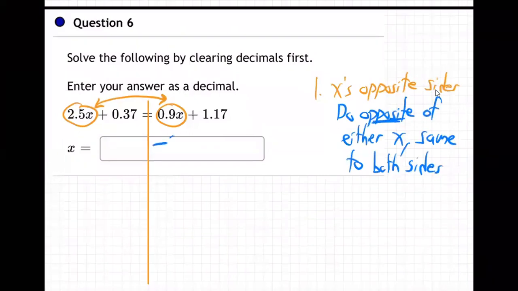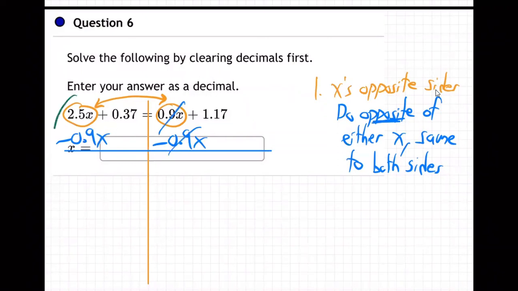So I'll do this one, minus 0.9. That's the opposite of the 0.9, negative 0.9. Whatever you do to one side, got no choice, have to do the same thing to the other. Right? And right here, it cancels out. That's why we do it. That's why we do the opposite, because we want to get rid of one of them. We don't want them both.